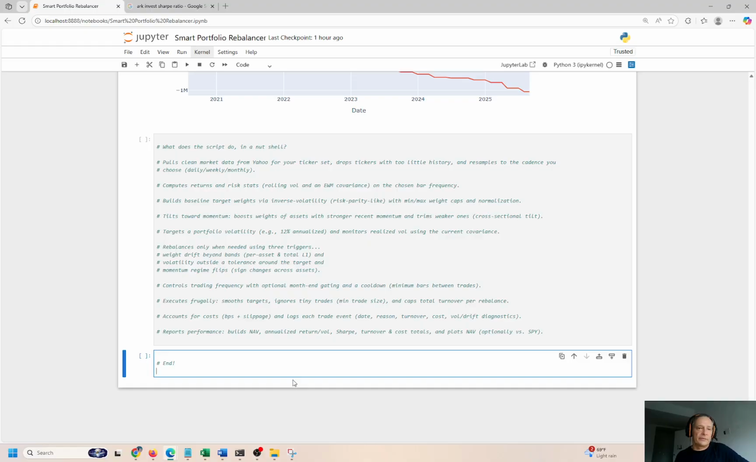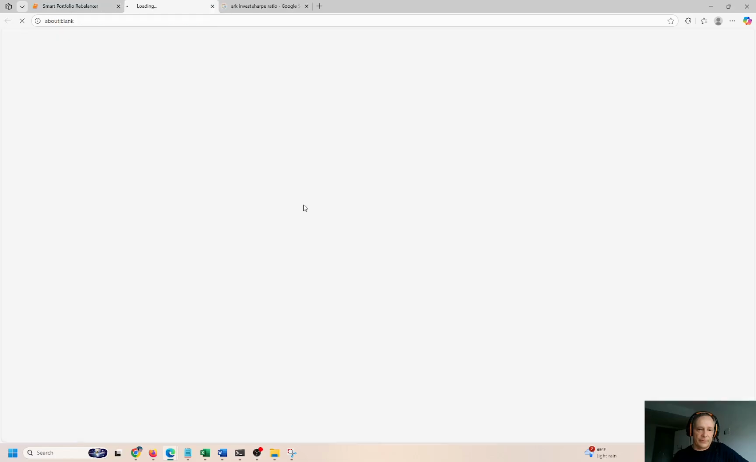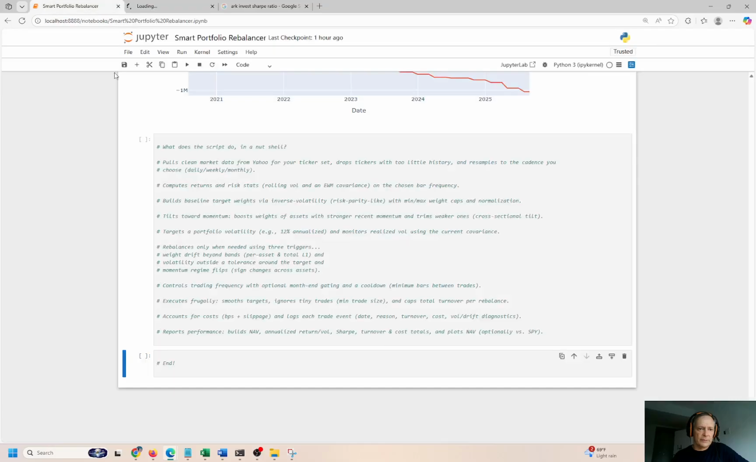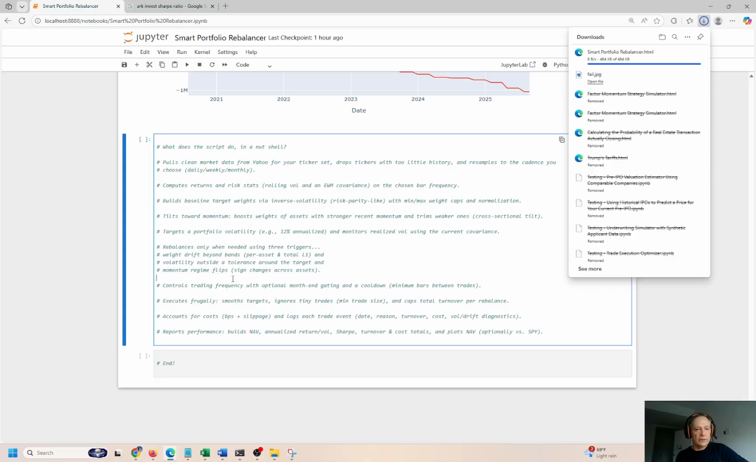So that's it, guys. That's Smart Portfolio Rebalancer. I'm going to save this code. I'll share it with everybody so you have an example of the scripts here. And I'll load that when I load the video a little bit later today. So you can just copy and paste my code, run it in your own Jupyter environment, and you are good to go with that.